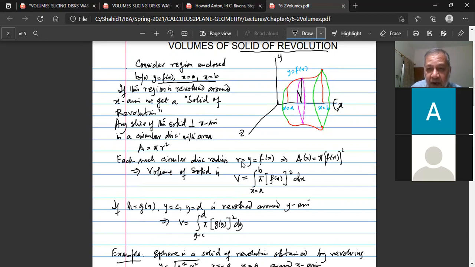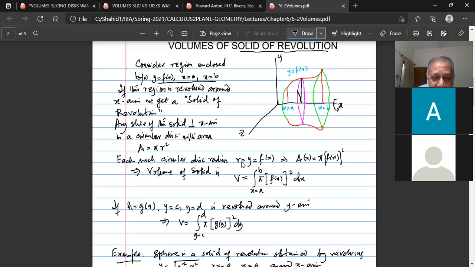We revolve it around the x-axis through 360 degrees. Each point on the curve y is equal to f(x) describes a circle around the x-axis. The center of every such circle will be along the x-axis. So when this region is revolved around the x-axis, we get a solid of revolution. Any slice of this solid perpendicular to the x-axis is a circular disk.